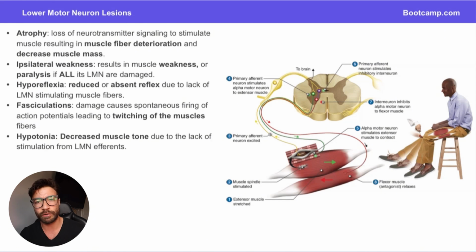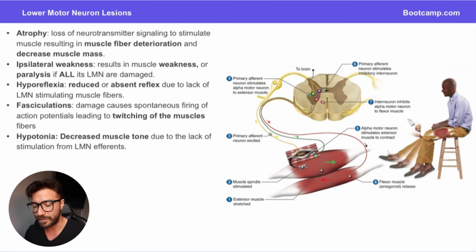Now, we already talked about this, but you're also going to see hyporeflexia, which is going to be either reduced or complete absence of the reflex, and this is due to no more lower motor neurons stimulating those muscle fibers, so we don't have that alpha motor neuron stimulating that reflex when the muscle is stretched. So if we have partial damage, then some of it is going to be activating it and you'll have a reduced reflex, whereas if we have damage to all those lower motor neurons, then we'll completely wipe out that reflex and you will see absent reflex.